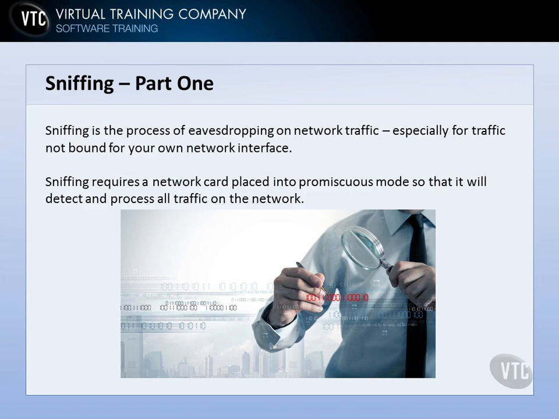And this could be traffic that's out there on the wire, on the local network, and it doesn't necessarily have to be bound for your computer. It can be bound for any other computer on the network. Normally, computers will only respond to traffic that's intended for them. They'll only really react to traffic that's bound for their MAC address, their IP address. And that's the way it's supposed to work.